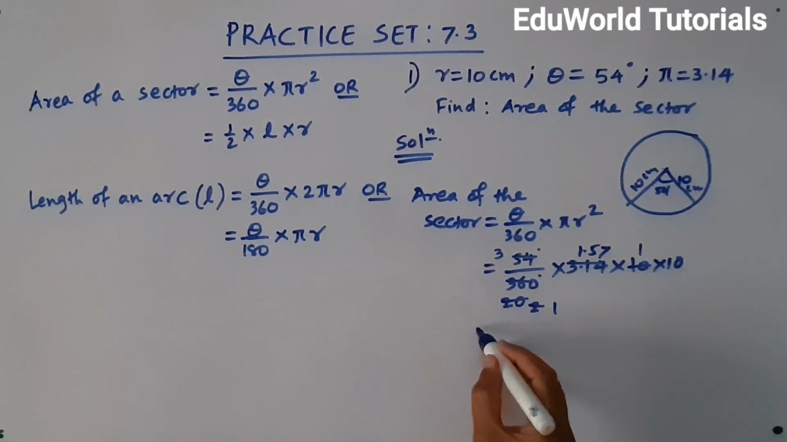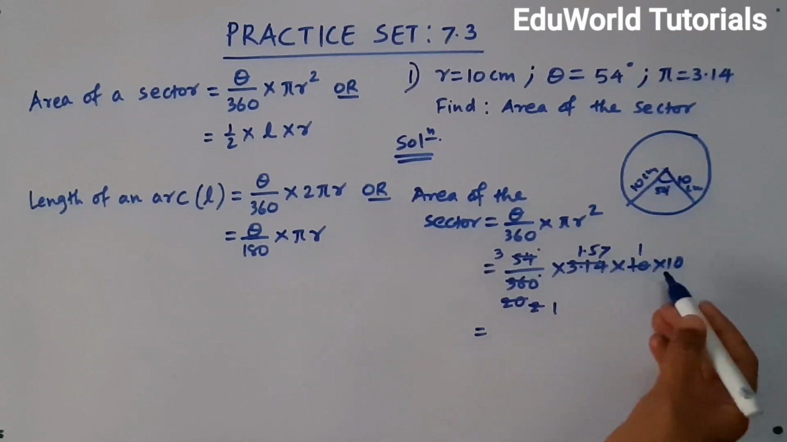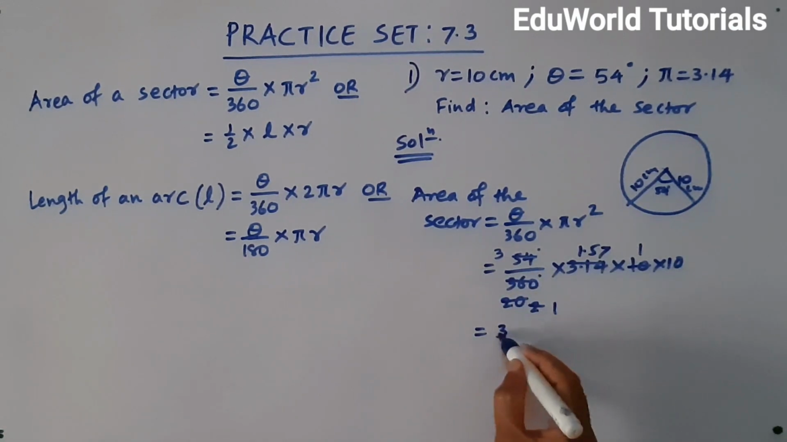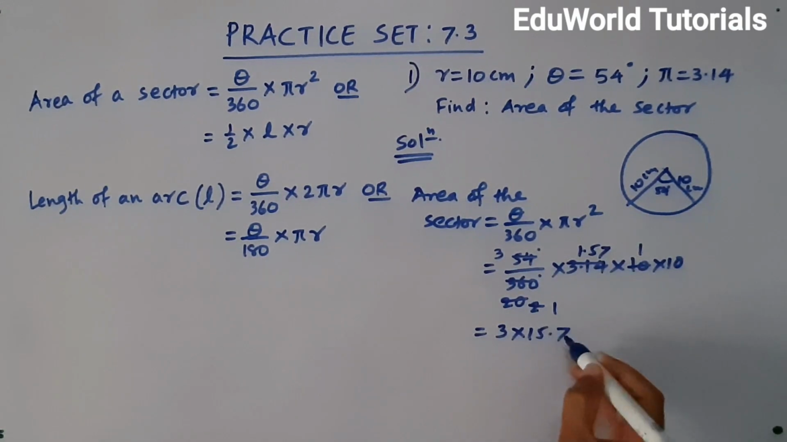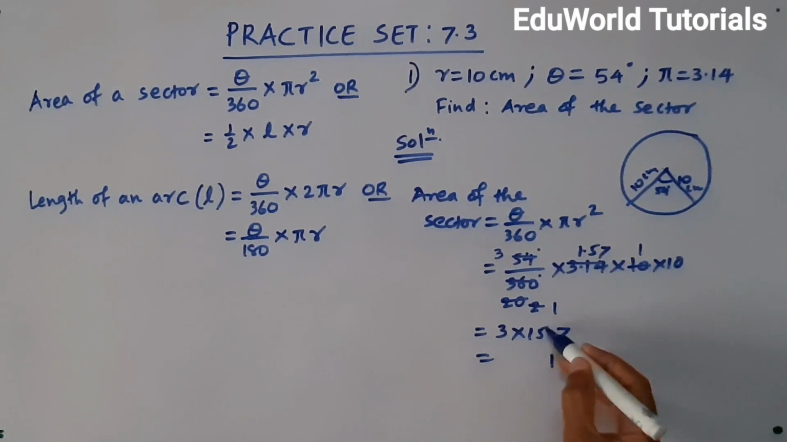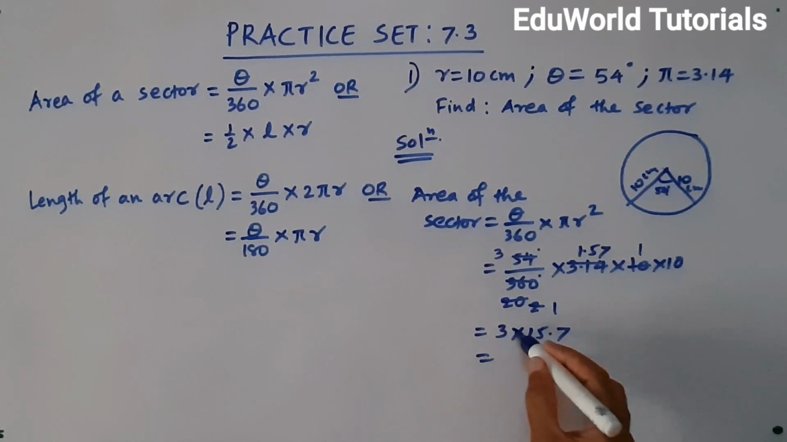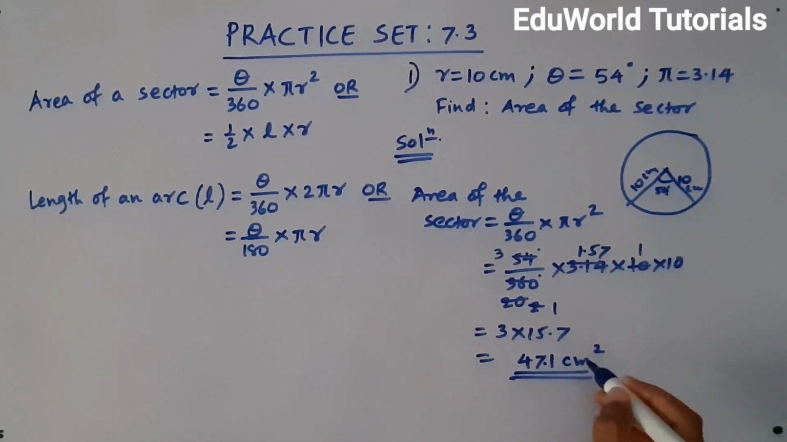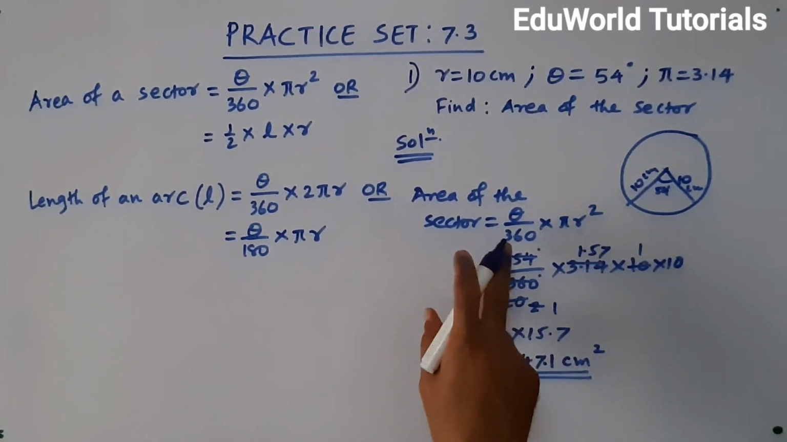So simply what we have to do is multiply 1.57 with 3 and 10. If you multiply 1.57 with 10, it will be 15.7. 15.7 into 3: 7 3s are 21, 1 we write, 2 carried, 5 3s are 15 and 2 is 17, 7 we write and 1 carried, 3 1s are 3 and 1 is 4. Then we put a decimal point: 47.1 square centimeter. This is area of the sector, right? Very simple sum.